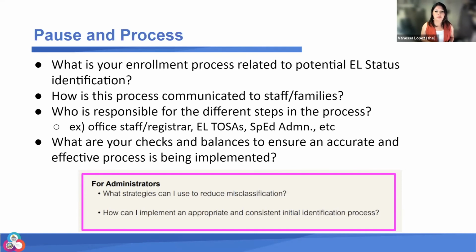Who is responsible for the different steps in the process? So we're talking about office staff, perhaps your registrar, an ELTOSA, SPED admin, etc. Who's involved in this process? And what are those checks and balances established, identified to ensure that an accurate and effective process is being implemented? Again, all critical steps that I want to give you a minute, which I know is nowhere near enough time for you to process, but to think about.